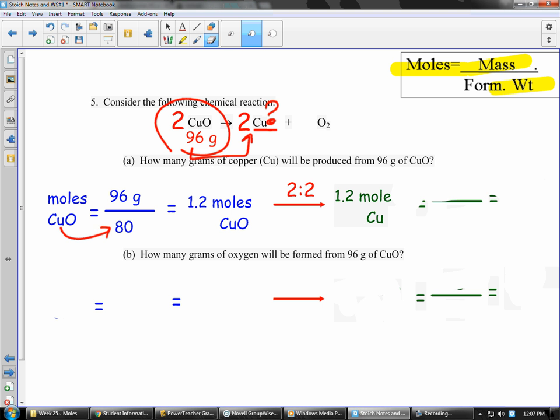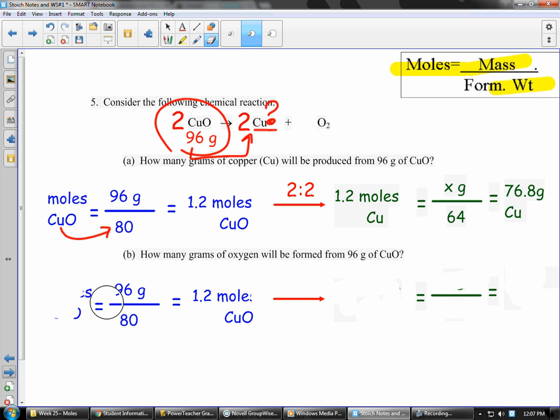It wants to know grams of copper. So I'm going to go ahead and use moles equal mass over formula weight of copper. Now we're going to use the same amount, so we could just start with this number if we wanted, or you could divide it by 80 again and get the same amount. But now this question is saying how many grams of oxygen will be formed.